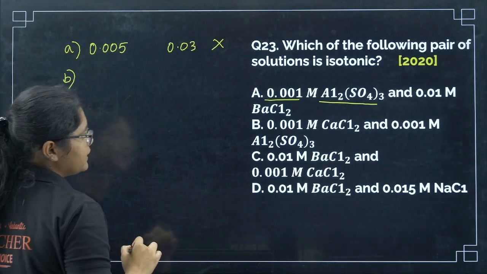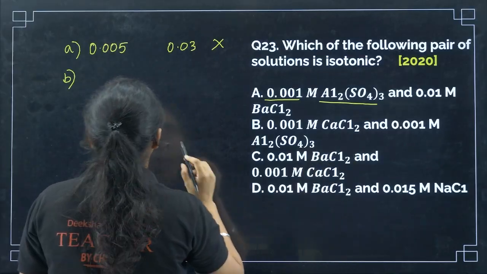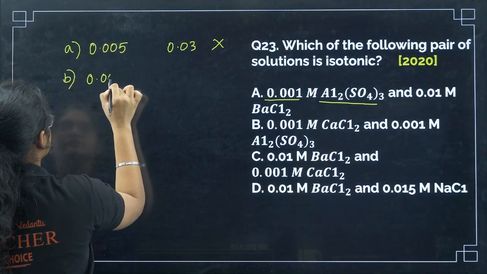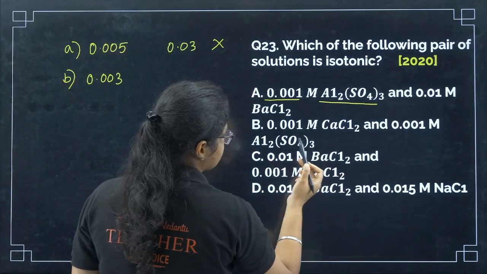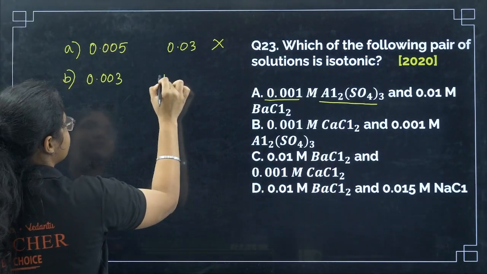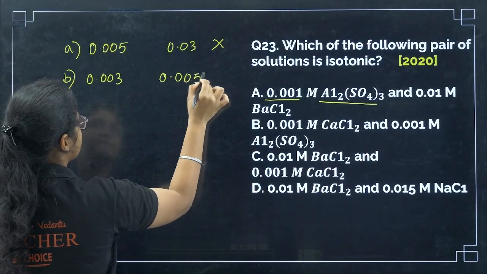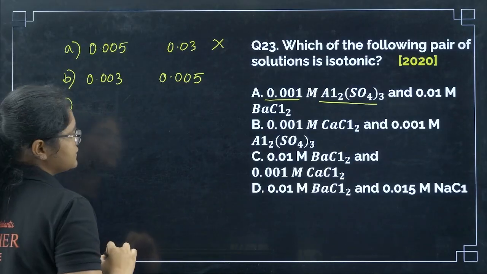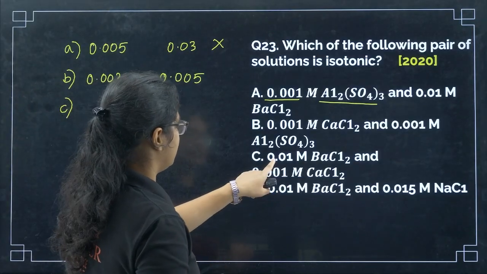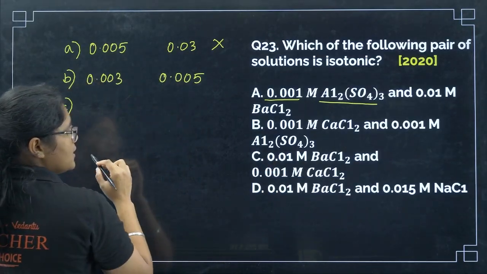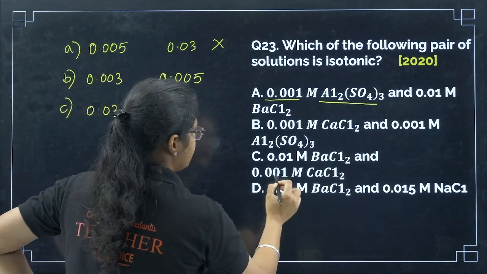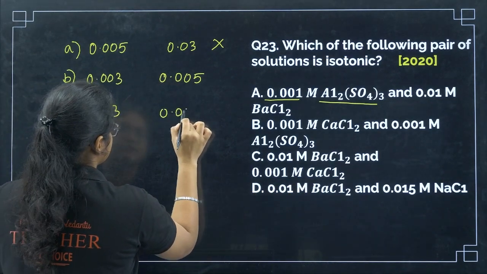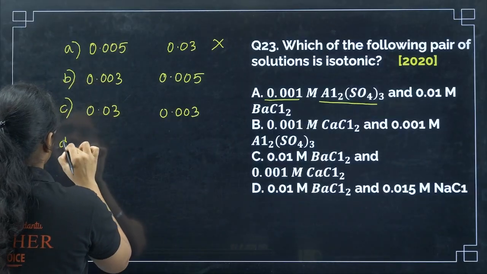Next I have B here, 2 plus 1, 3, that is 0.003. And you have this one, 3 plus 2, 5, that is 0.005. Next C, I have 3 into 0.1, that is 0.03. And I have 3 into 0.001, that is 0.003. This is also not correct.